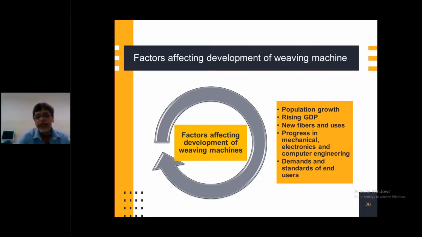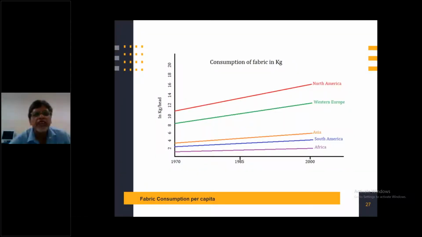How the consumption pattern is all over the world: how much cloth is basically consumed worldwide. So this is per head consumption. North America is one of the highest consumers, even in 1917, in the range of 10 to 11 kg per head. North America and Western Europe have the highest consumption as far as textile per capita consumption is concerned.